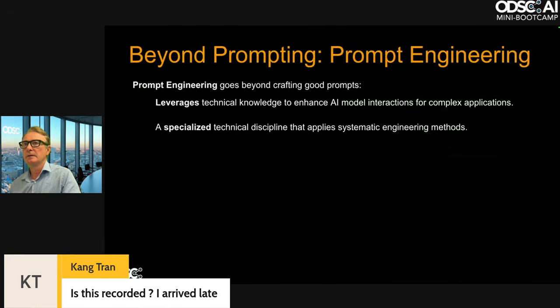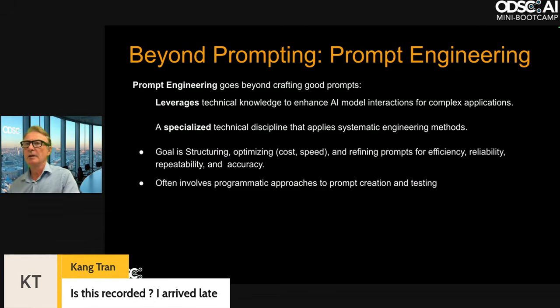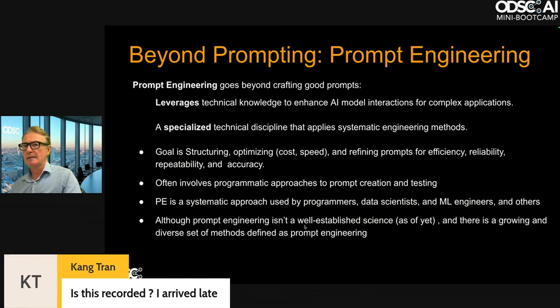So think about prompt engineering as a technique that applies systematic engineering methods. You may say, well, if it's not software engineering, then where's the engineering? Well, like all engineering, you're taking a systematic method. It could be a template, it could be a tool or something like that, to create structured, optimized, and refined products, and that involves programmatic approaches.